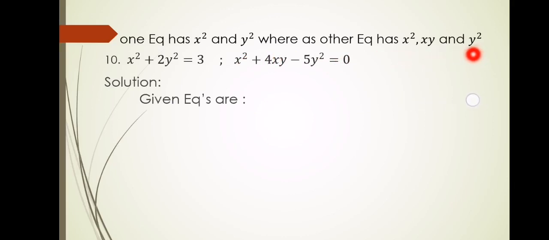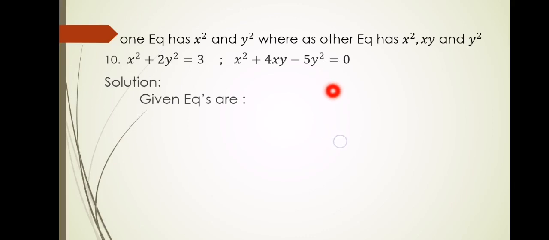You can easily observe over here that in question number 10, the first equation is x square plus 2y square is equal to 3. In the first equation, we just have x square and y square. It does not contain xy. But the second equation is x square plus 4xy minus 5y square is equal to 0. Clearly, it is having x square, xy and y square.